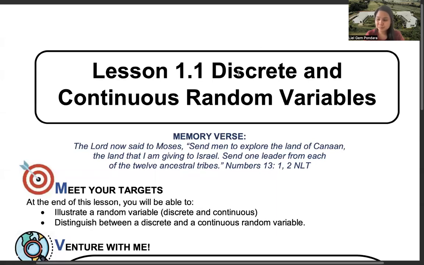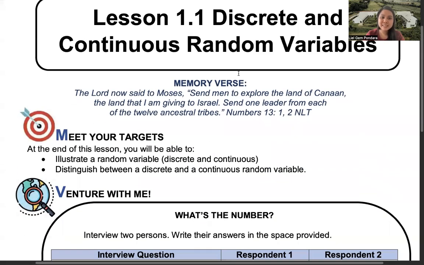At the end of this lesson, you'll be able to illustrate a random variable, whether discrete or continuous, and second, distinguish between a discrete and a continuous random variable.